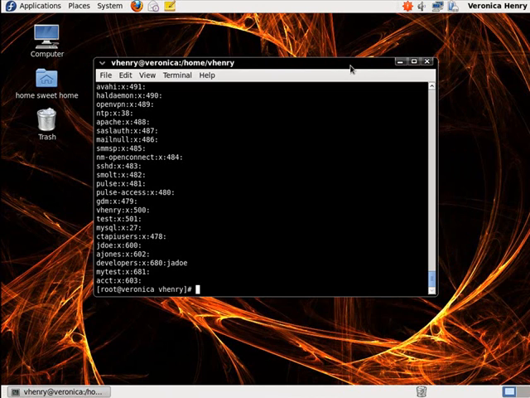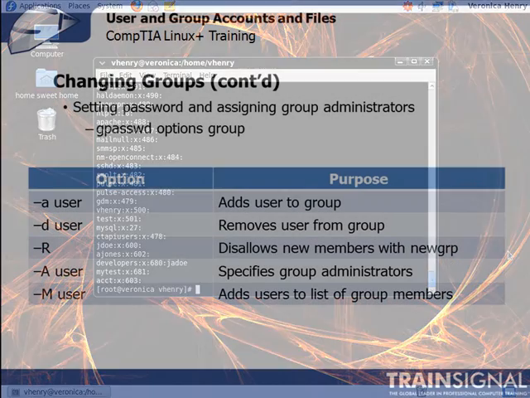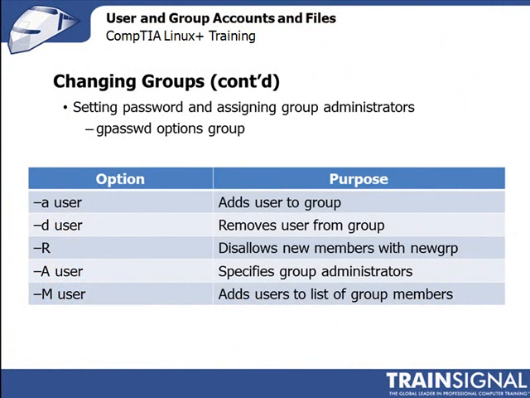Okay, let's go back to our presentation and take a look at group passwords. So we've learned how to create a group and also how to modify it. But what if we wanted to make additional changes to our groups? To add a password to a group, for instance, you use the command gpasswd. The syntax should look pretty familiar by now. It's command name options group, or gpasswd space options space name of the group.